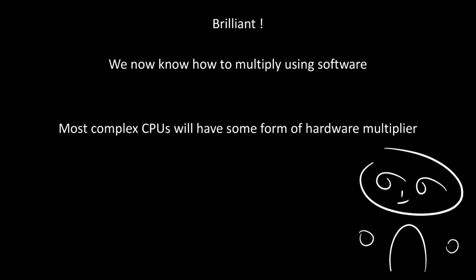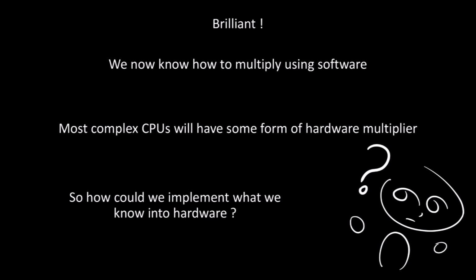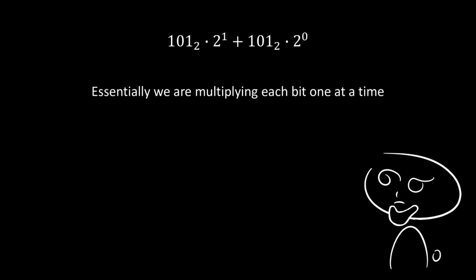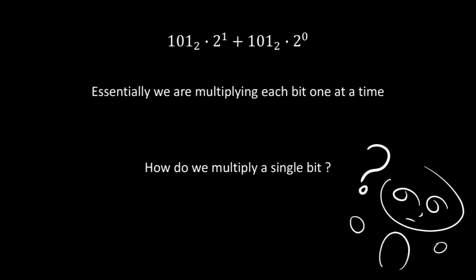Most complex CPUs, however, will have some form of hardware multiplier. So how could we implement what we've just learnt into hardware? When we were multiplying 5 by 2 to the power of 1 and 5 by 2 to the power of 0, we were essentially multiplying each bit one at a time. So how do we multiply a single bit?